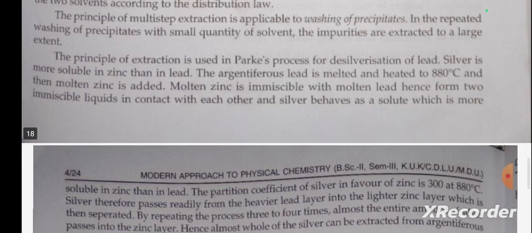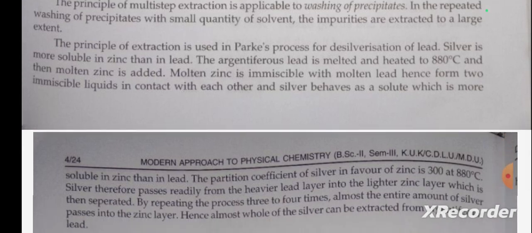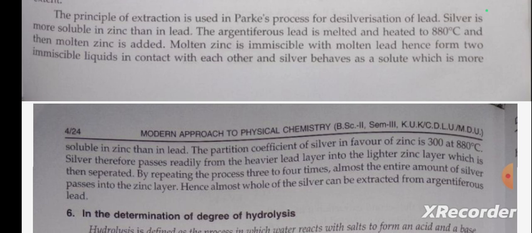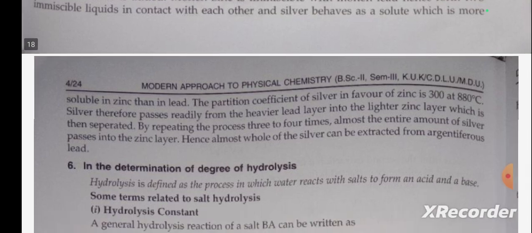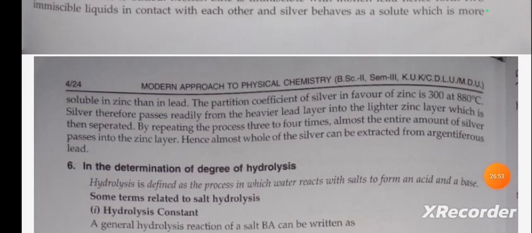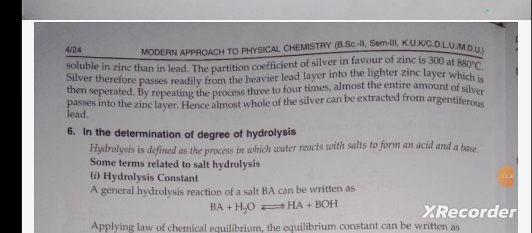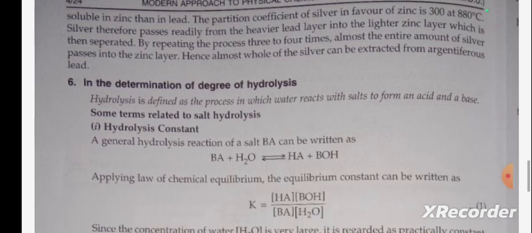The principle of extraction is used in the Parkes process for desilverization of lead. Silver is more soluble in zinc than in lead. The argentiferous lead is melted and heated to 880 degrees Celsius, and molten zinc is added. Molten zinc is immiscible with molten lead, hence they form two immiscible liquids in contact with each other, and silver behaves as a solute which is more soluble in zinc than lead. The partition coefficient of silver in favor of zinc is 300. Silver therefore passes readily from the heavier lead to the lighter zinc, which is then separated, repeating the process 3 to 4 times. Almost the entire amount of silver passes into the zinc layer, hence almost the whole of the silver can be extracted from argentiferous lead.